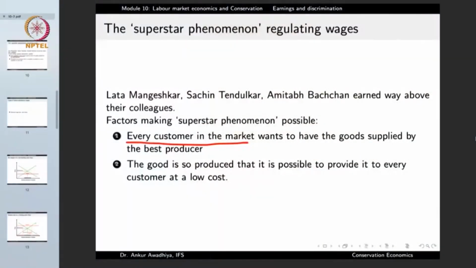And the good that is produced is so produced that it is possible to provide it to every customer at a low cost. So, what we are saying here is that suppose the good is something like the work of a doctor. Now, in this case, a doctor, when he is treating one patient, will not be treating another patient at the same time. And so, depending on the demand and supply in the market, the amount that the doctor will charge to the patients will change.